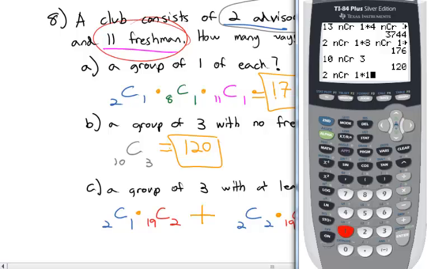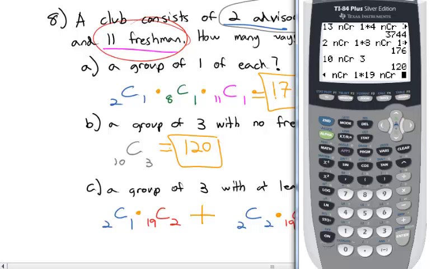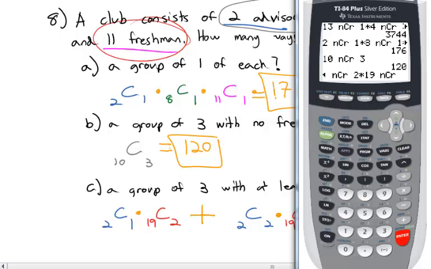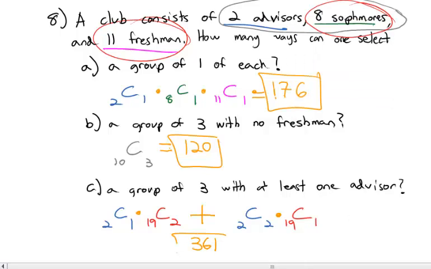times 19 choose 2, plus the other option, which was 2 choose 2 times 19 choose 1. And the total number of ways we can choose this group of 3 is 361. There are 361 ways we can get a group of 3 that has at least 1 advisor.